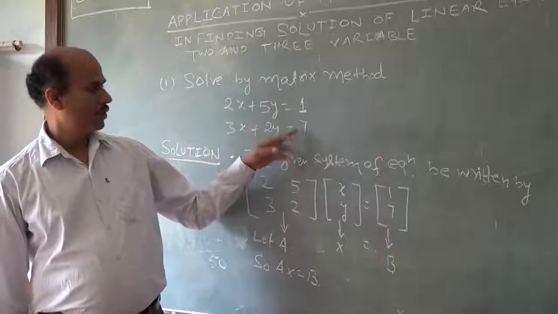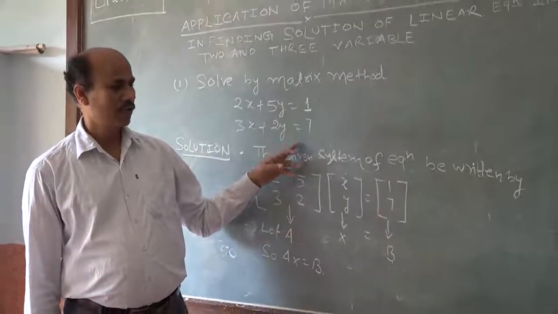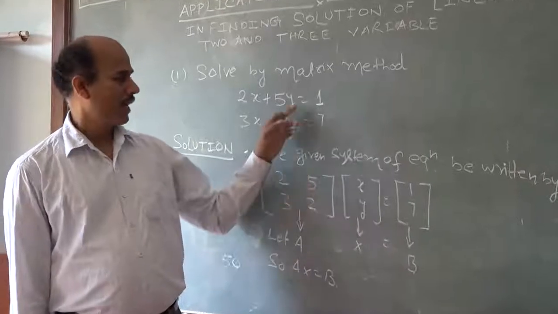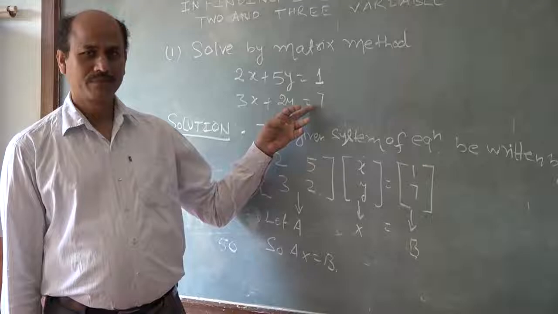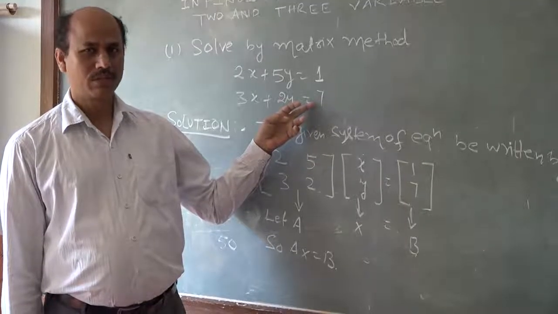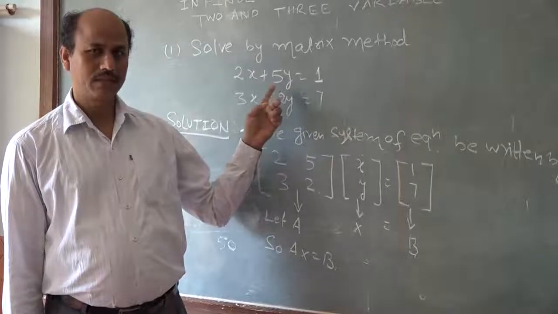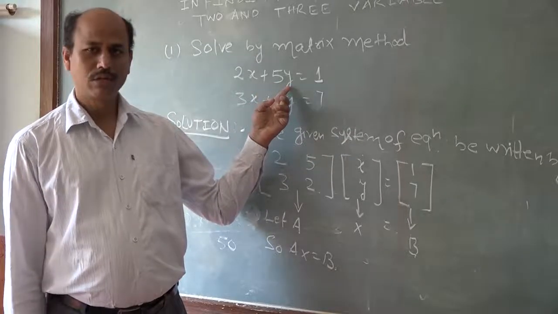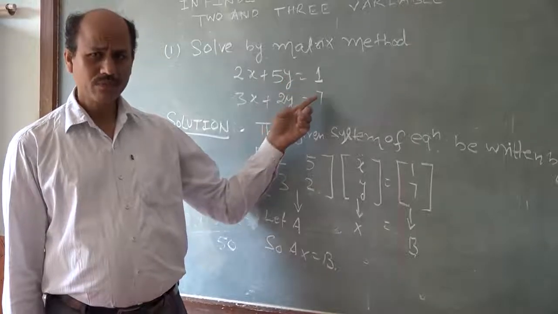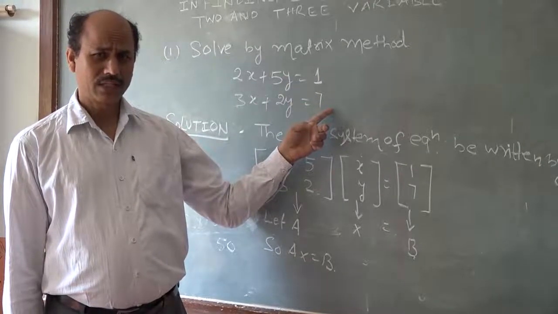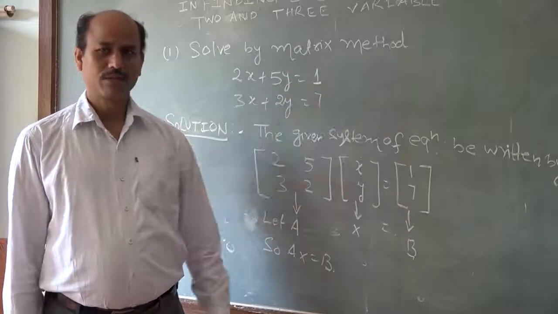Now if you solve these 2 equations with the help of any method of class 10, your solution will be x is equal to 3 and y is equal to minus 1. You can also try. I am telling you right in the beginning because I know what the solution will be. So x is equal to 3 and y is equal to minus 1 will be the solution if you solve it by any class 10th method. So you already know how to find the solution.